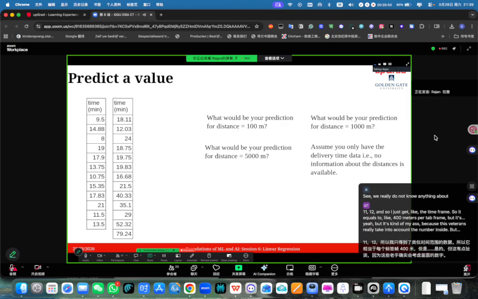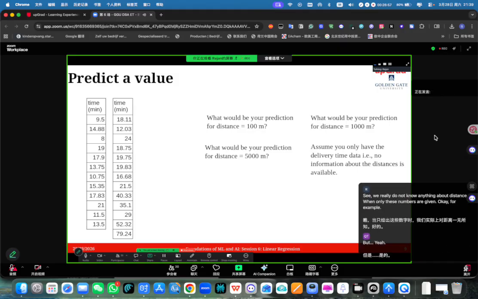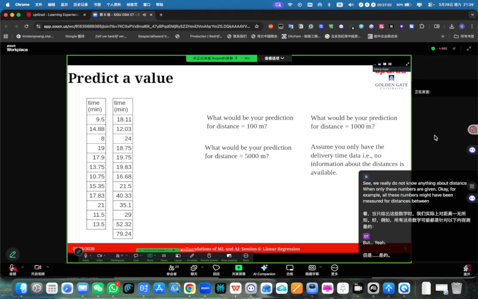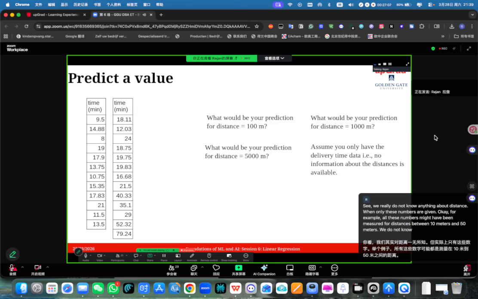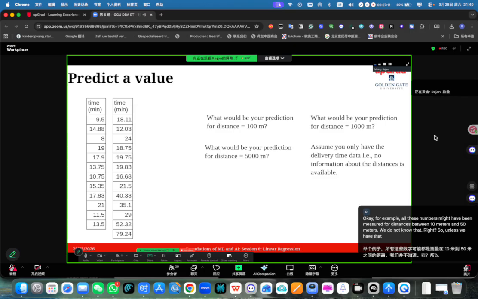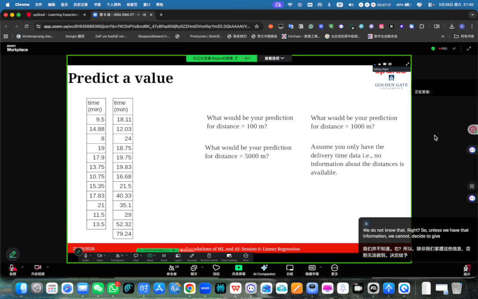But we really do not know anything about distance. When only these numbers are given, for example, all these numbers might have been measured for distances between 10 meters and 50 meters. We do not know that, right? So unless we have that information, we cannot decide to give different answers for each one of them because we do not have distance information.